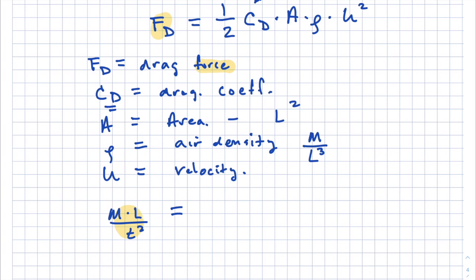So that's what I write down. Next, I have CD. That's what I'm looking for. I can ignore constants, because constants don't have any dimension to them. Area is L squared. And then rho is mass divided by L cubed. Then what do we know for velocity? Velocity is a length per unit time.